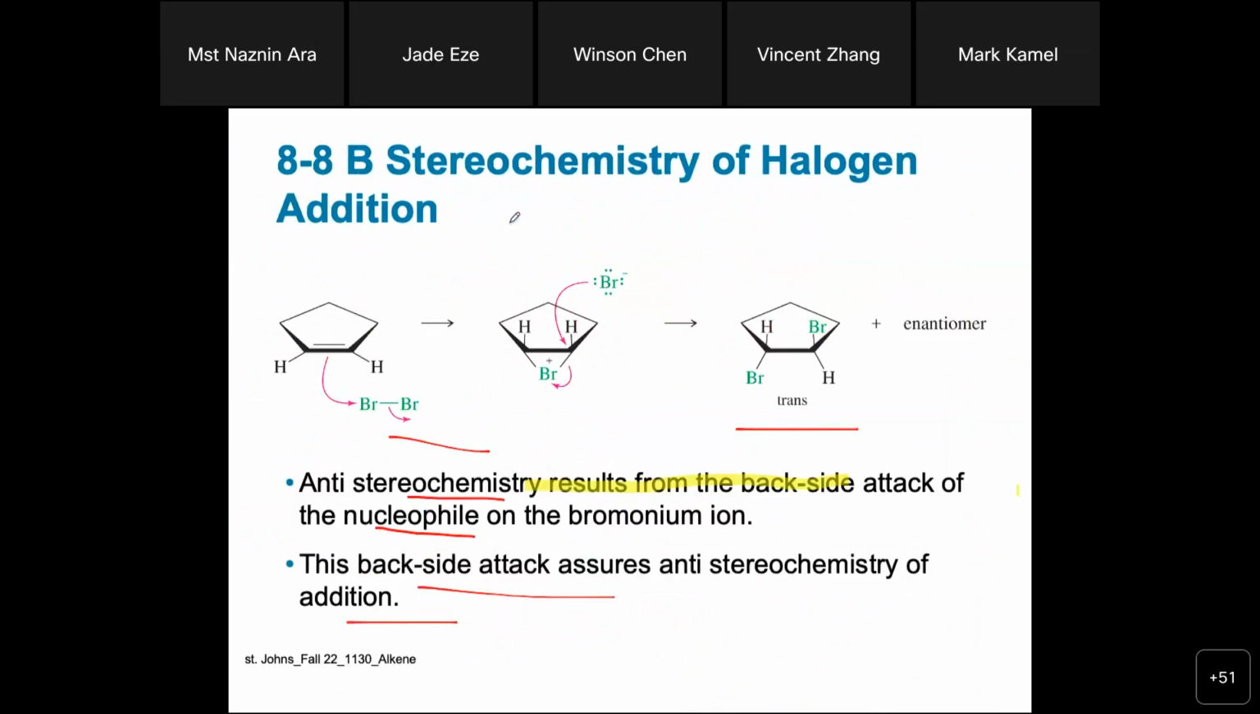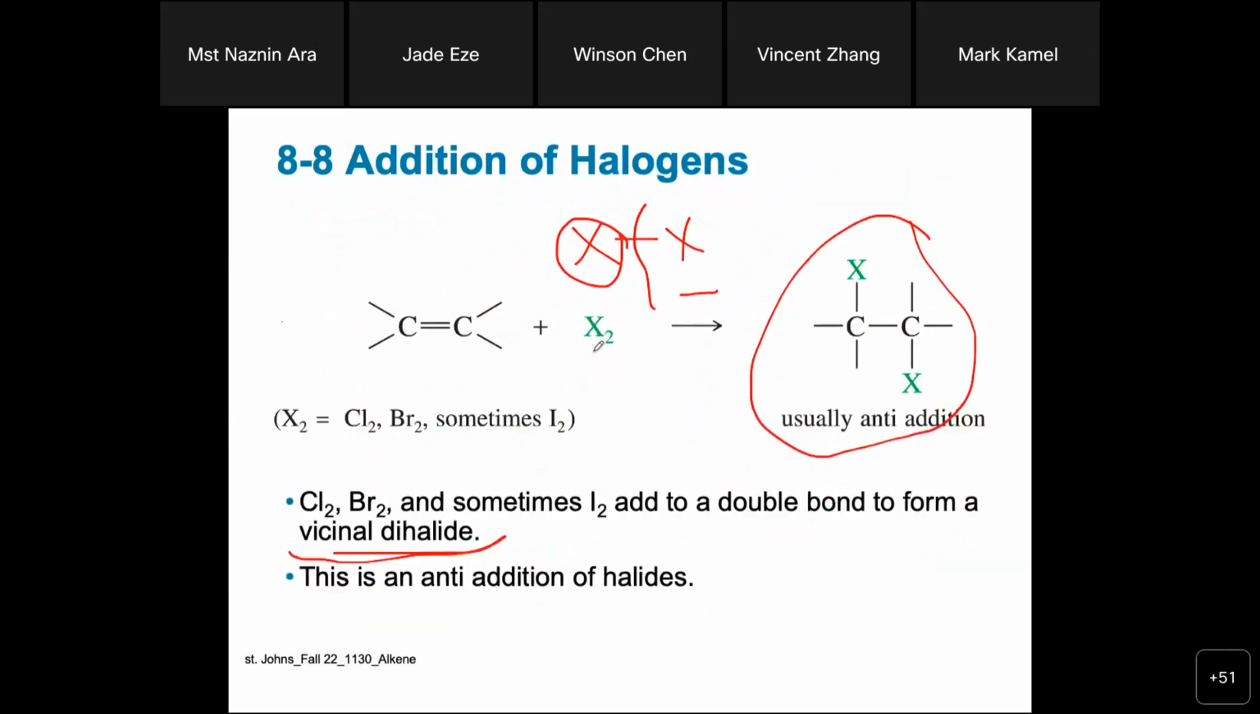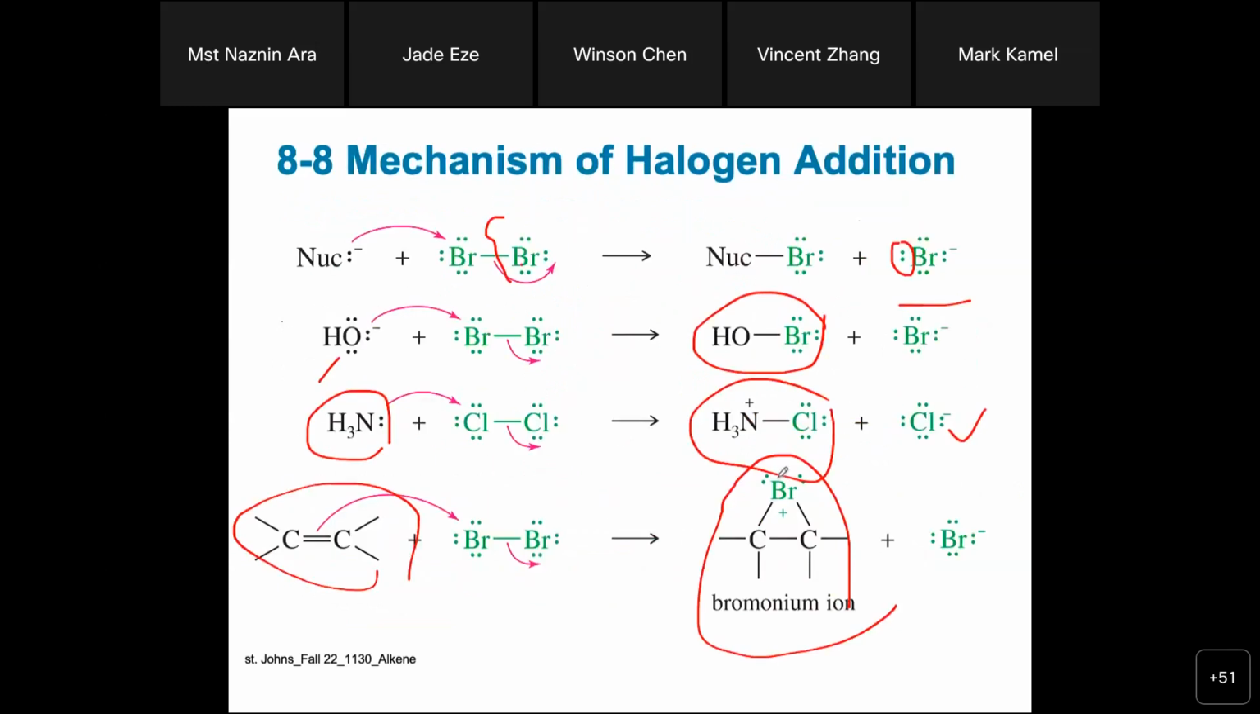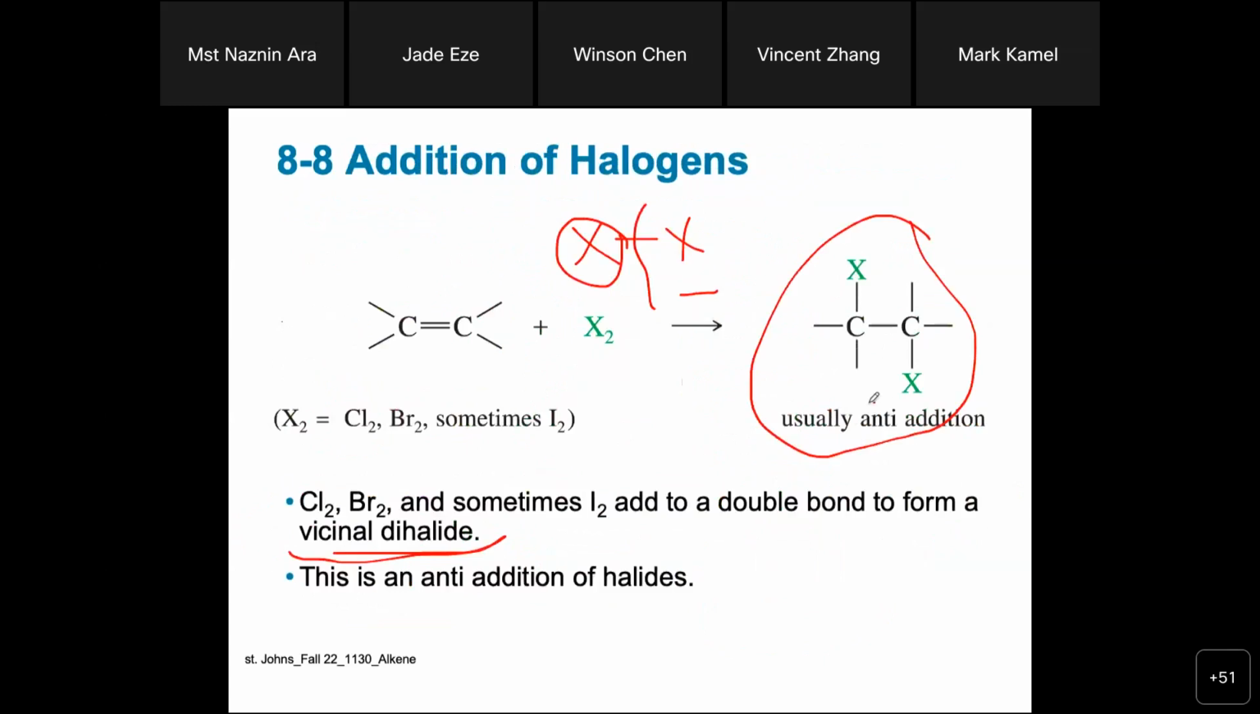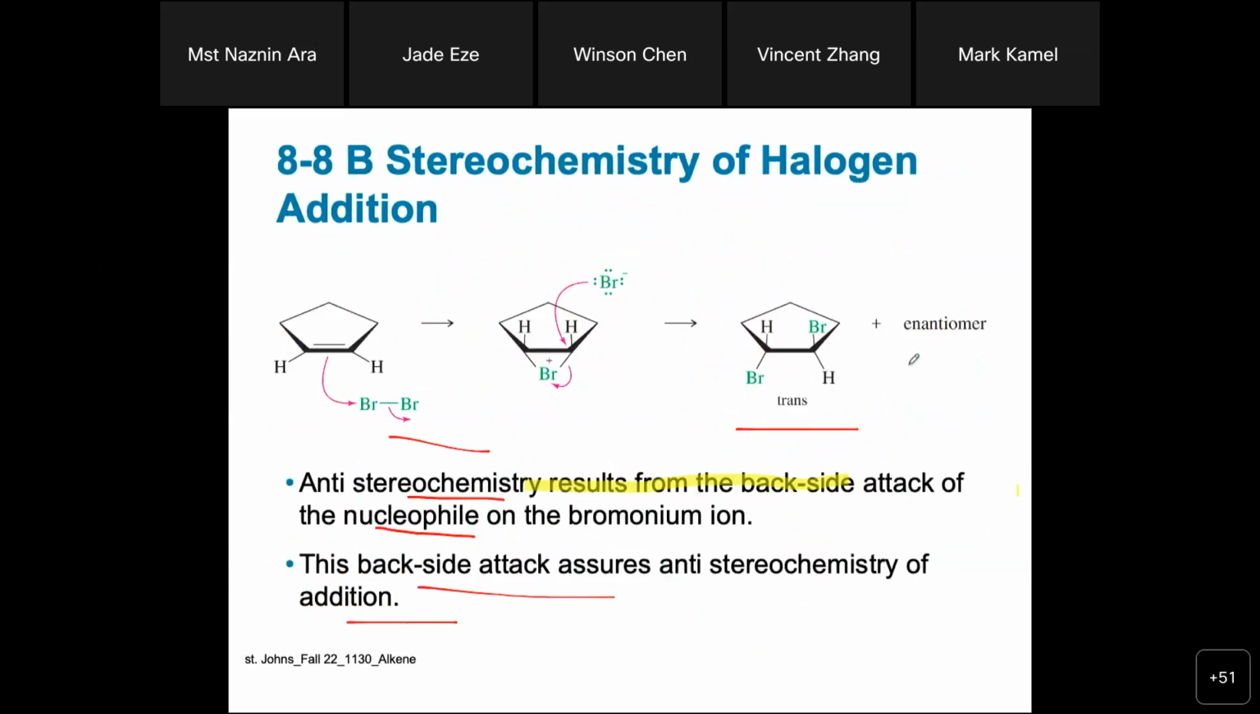Stereochemistry of halogen addition. If you look into the same kinds of things, they will follow the backside, not the syn addition but anti-addition. Anti-addition means addition from both sides. So let's see here. First, this will make this type of bond, and then you see the backside attack.